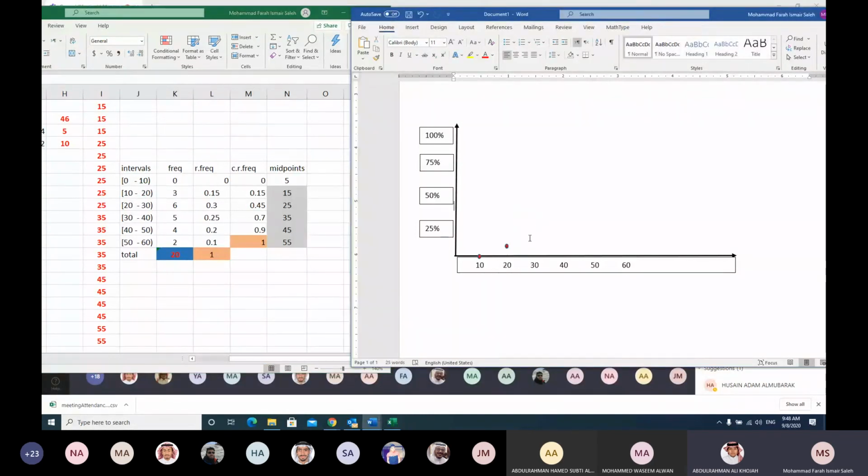Now we draw the second. What about the cumulative relative frequency for the class with upper end point 20? It's 15, a little bit below the 25. For upper end point 30, it's 45, below 50. The next one, 40, is 70%, below 75. The next one, 50, is 90%, a little bit below 100. The last one is 100%. Now match the points with sharp lines.